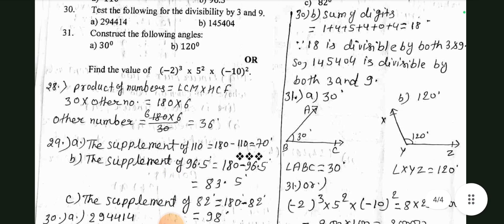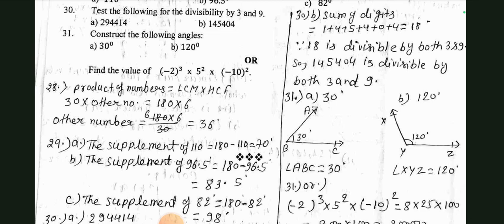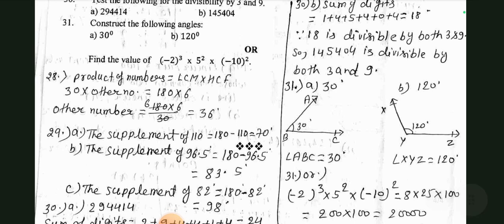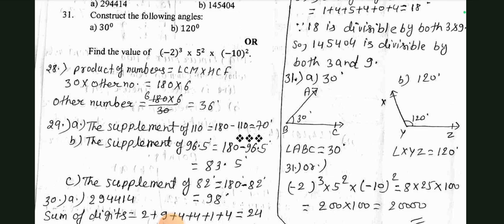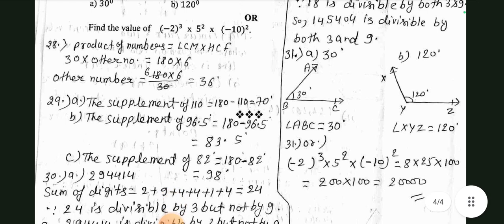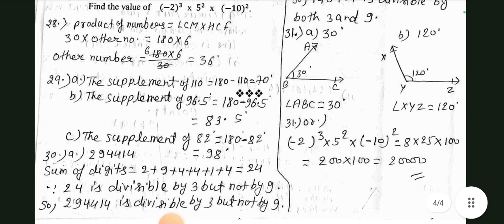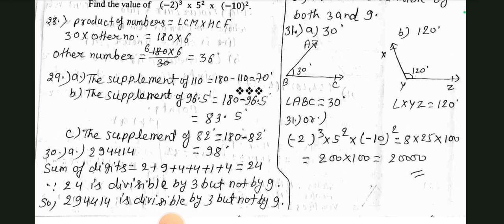Question number 31, A, you should draw an angle of 30 degrees and name it ABC, 30 degrees. You can draw it using a protractor and compass. Second, 120 degrees, here XYZ is 120 degrees. Question 31, or: minus 2 cube is minus 8, 5 square is 25, minus 10 square is 100, and their product is 8 into 25, 200, into 100, which is 20,000. So the right answer is 20,000.